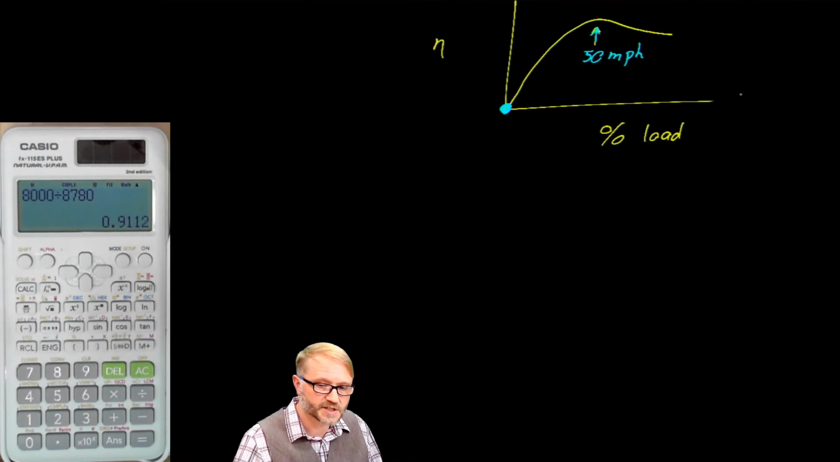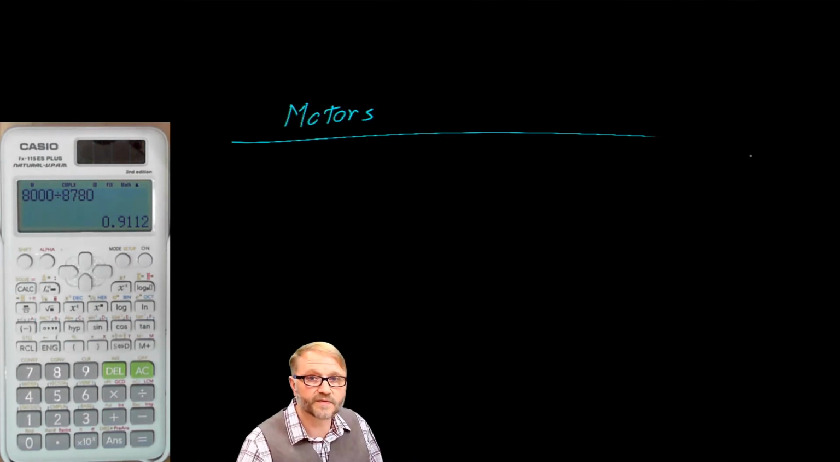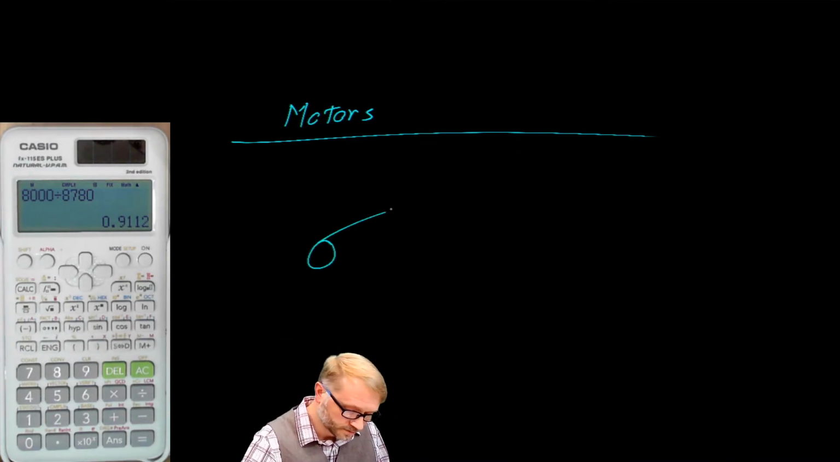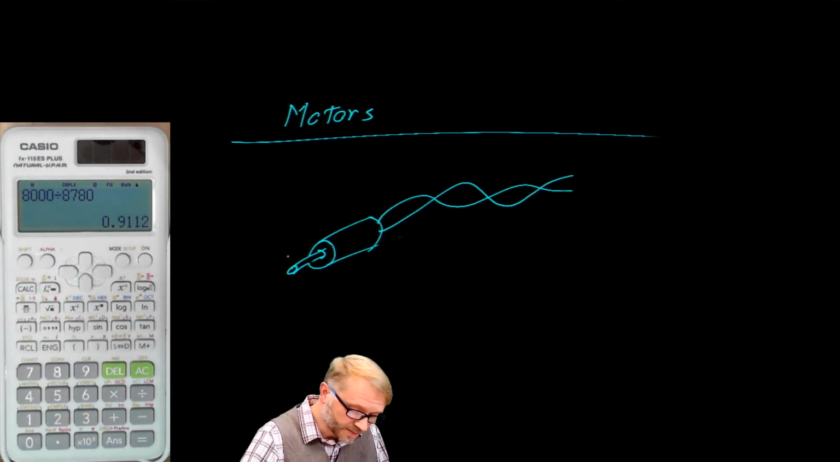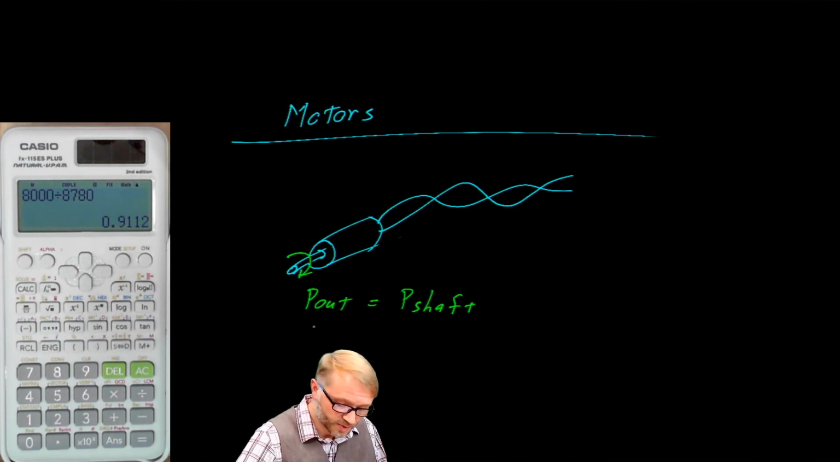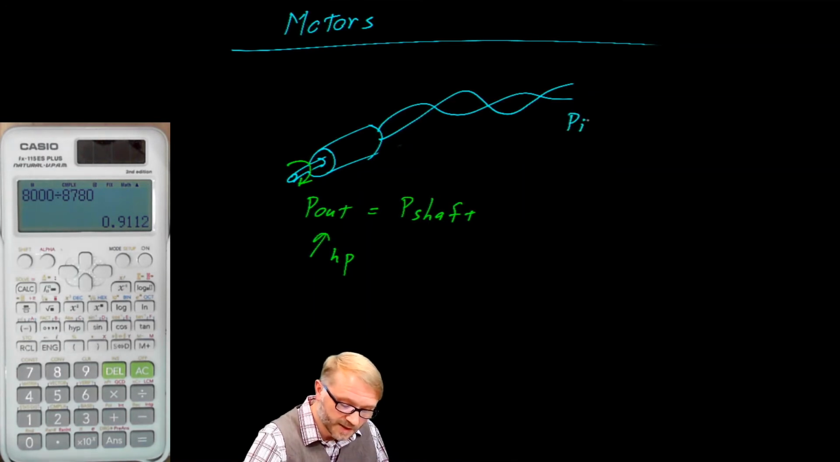Speaking of cars and efficiency, let's shift gears and talk about motors. This will be the first of several discussions we'll have about motors, so we'll just lay the groundwork right now. When we talk about motors, there's two things you have to keep in mind. First, we have the shaft power. So power out is equal to power shaft, typically expressed in horsepower. Not to be confused with power in, which is electrical, typically expressed in kilowatts.